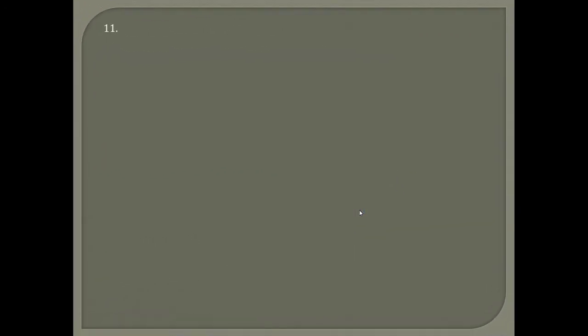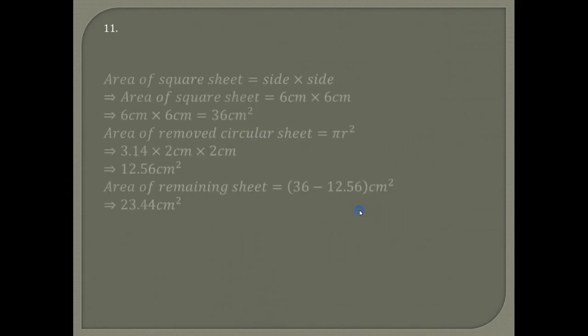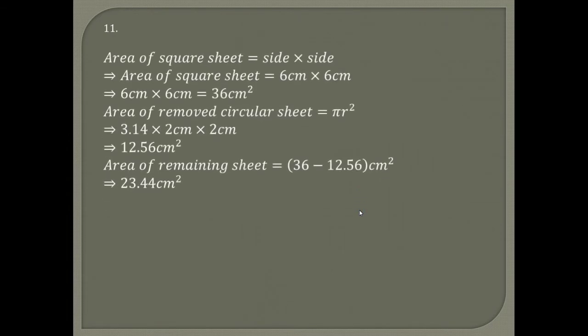Okay, question 11 is like this. There is a square sheet from which a circular sheet is removed. So we have to find out the area of the square sheet first, after which we are going to see the area of the removed circular sheet again. Area of square sheet equals side into side. That is, area of square sheet is 6 centimeter into 6 centimeter, that is 36 centimeter square.